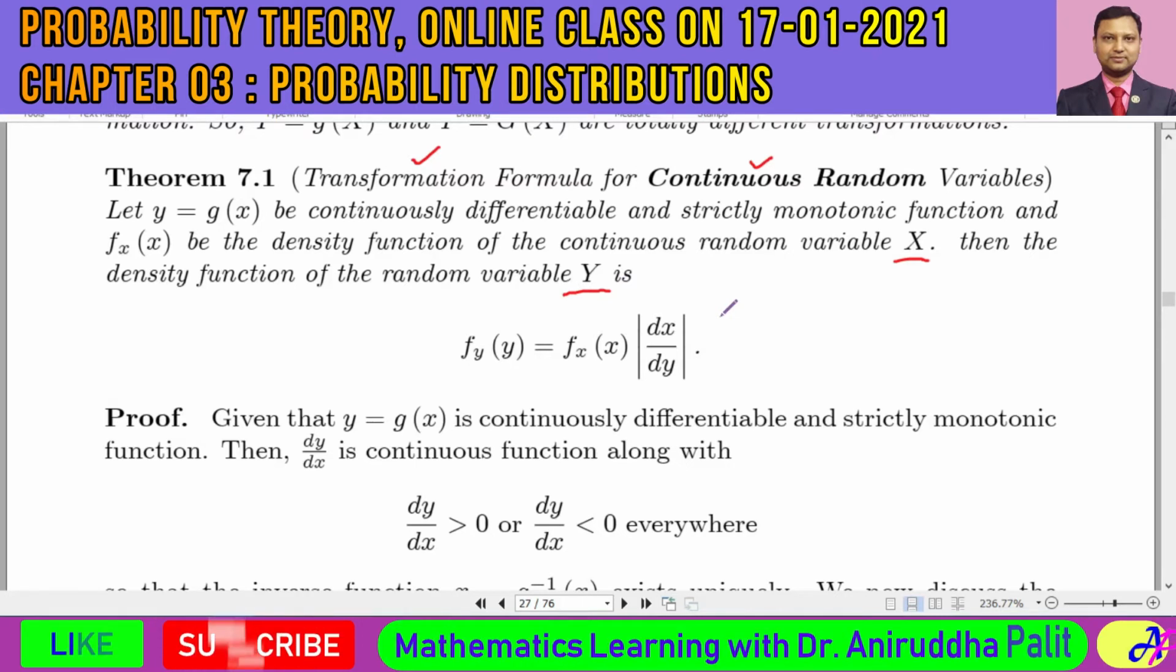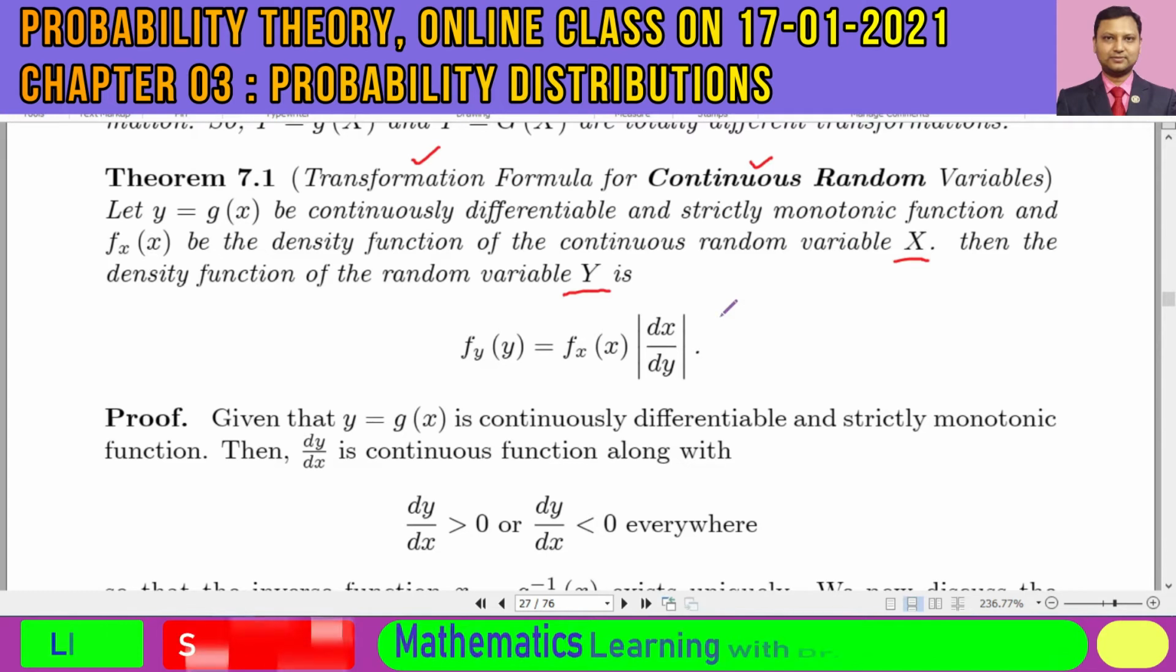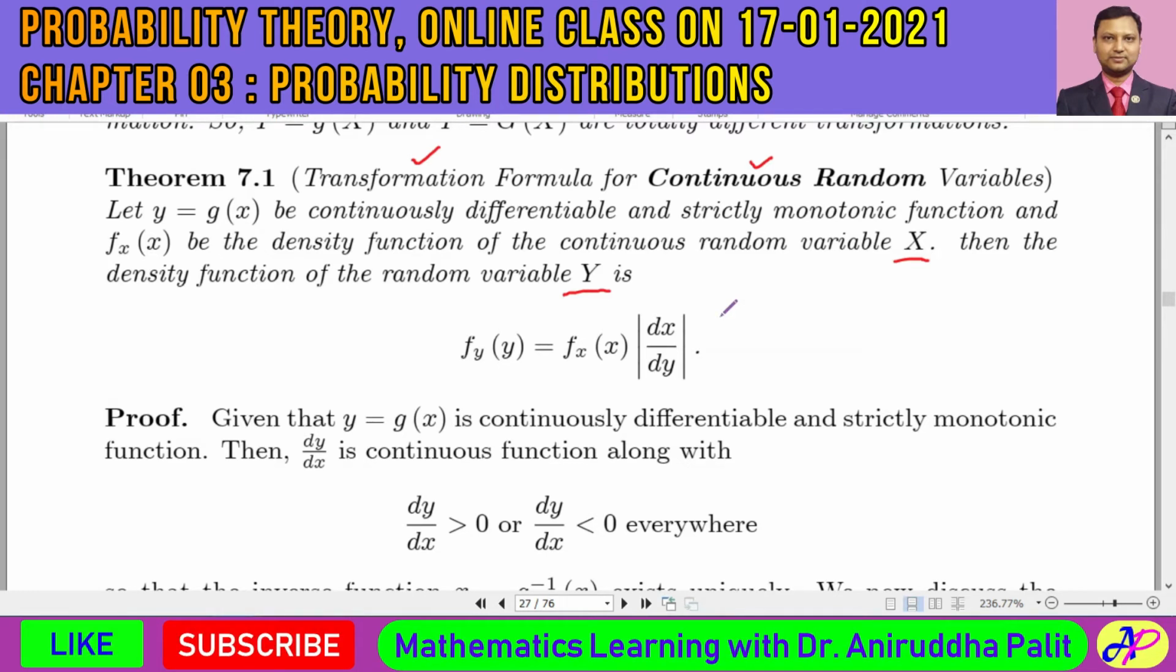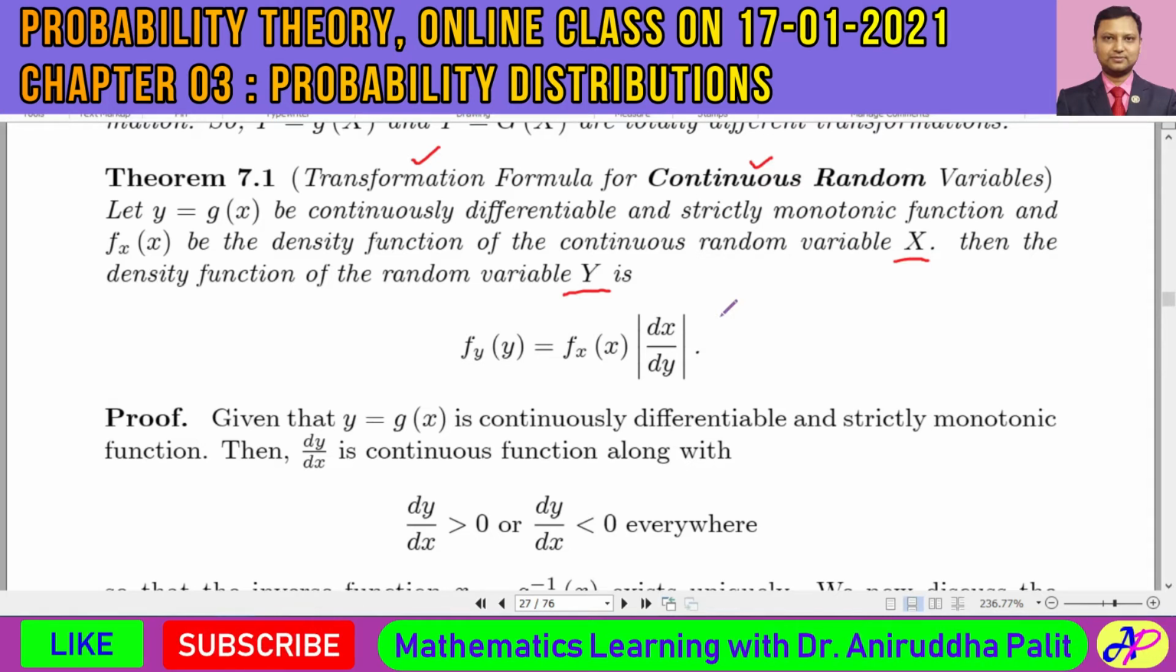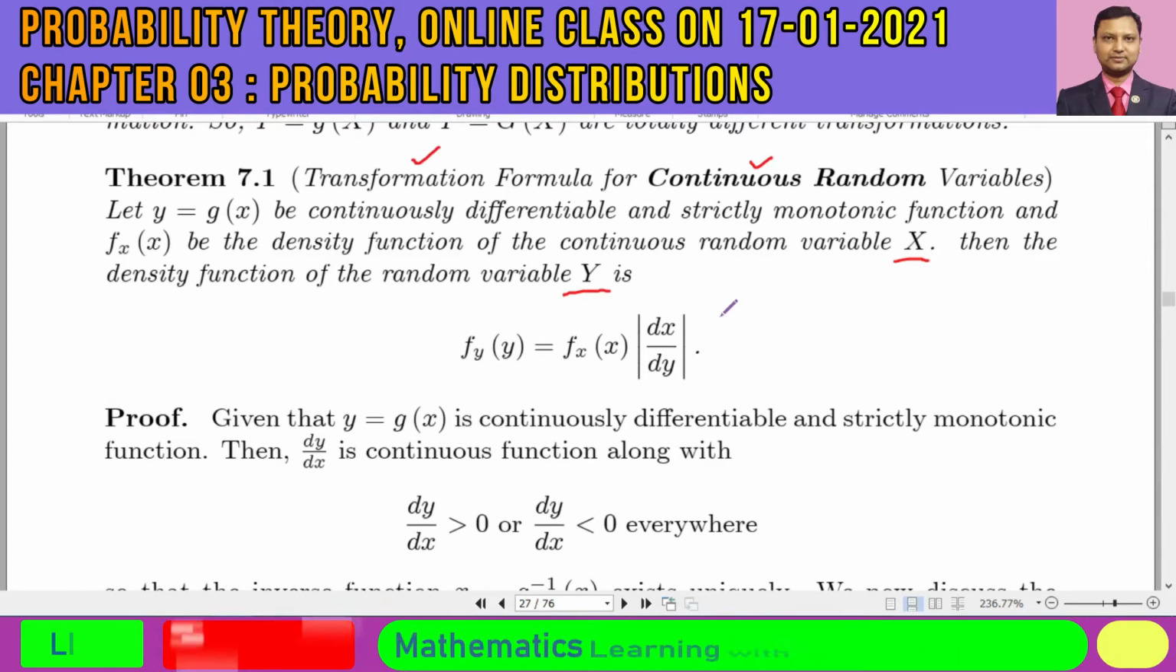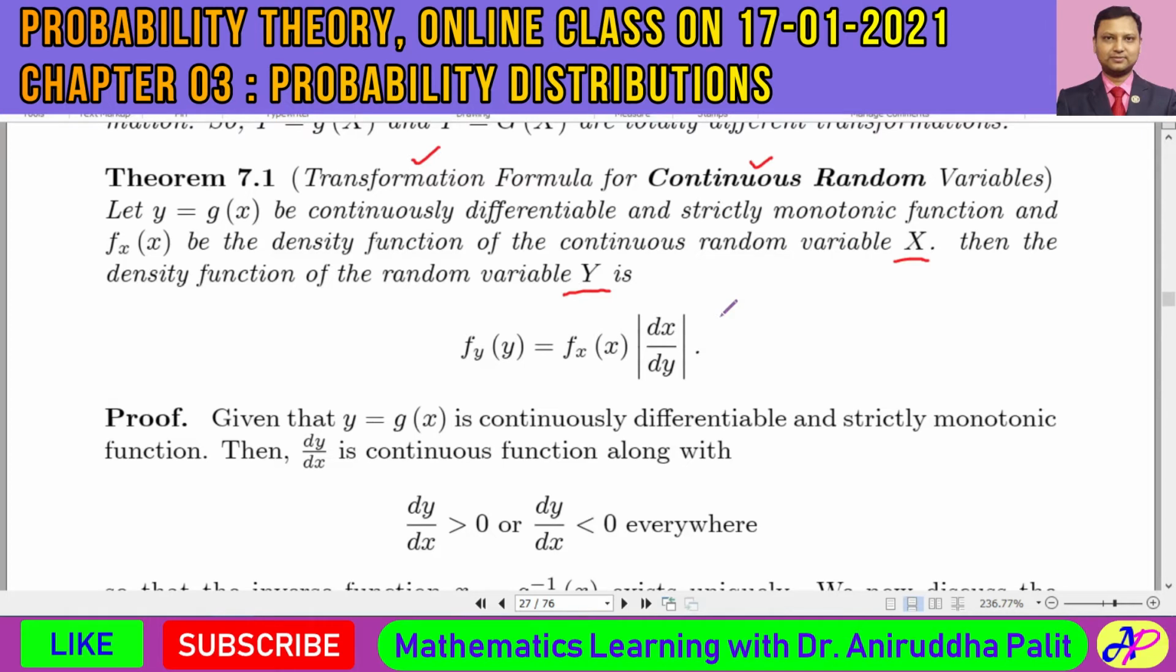Now, how to compute the distribution of y? We know the distribution of x. That means we know the spectrum of x and the density function of x. Then our target is to find out the spectrum of the random variable y and the corresponding density function of the random variable y.